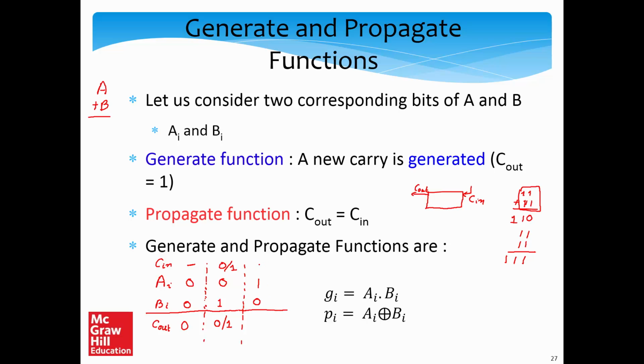And let's assume that the input carry is 0. If the input carry is 0, we are adding 0 plus 1 plus 0. No carry is being generated, so the output carry out is 0. If, however, the input carry is 1, then we are adding 1 plus 1. The sum is 0. The carry out will be equal to 1.